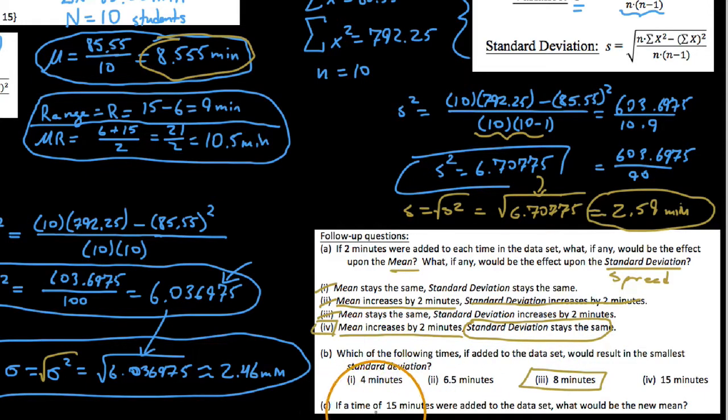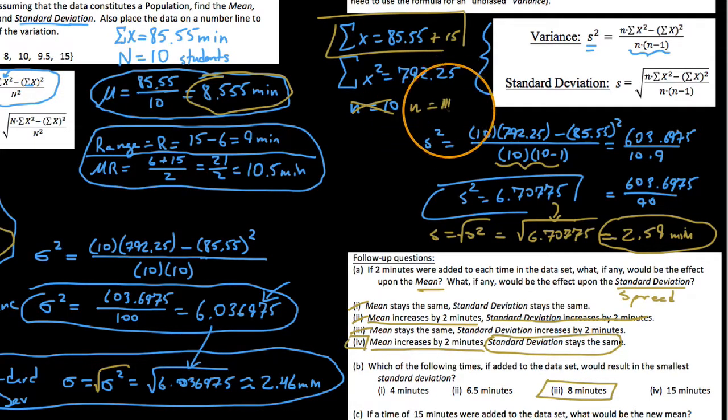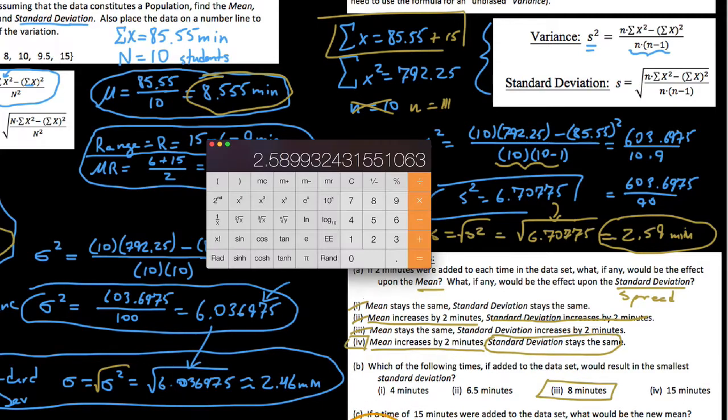And then last but not least, I asked the question, if a time of 15 minutes were added to the data set, what would be the new mean? Well, the idea here is that we could go back and calculate the new mean. We would have to add 15 on to the original sum of our data here. So we would get some new sum, and we would have to change our n from being 10 to n being 11. And this would be easy to go back and calculate. As a matter of fact, what we could do is just get our calculator here and say, well, 85.55 is what the original data set added up to. If we add in an extra 15 minutes and instead divide by 11, you can see that the average time goes up to about 9.14 minutes.